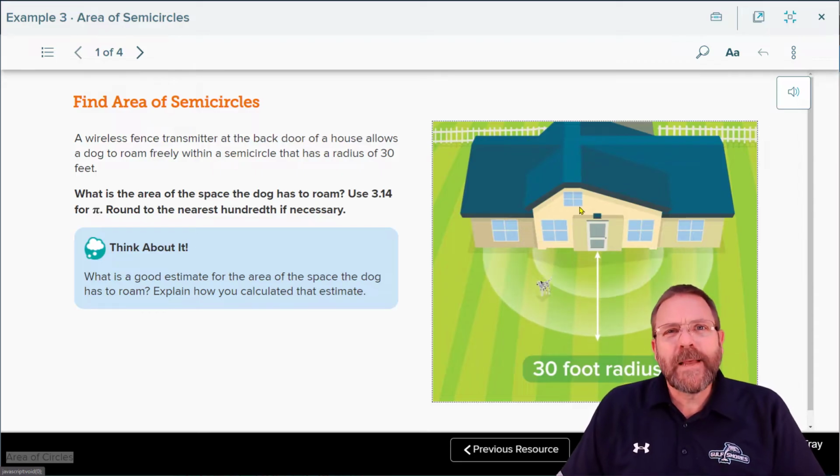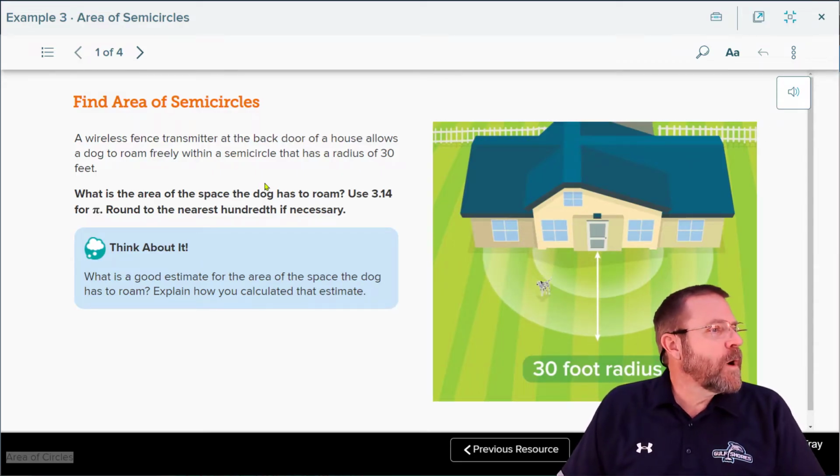That takes us to example number 3, which says a wireless fence transmitter in the back door of the house allows a dog to roam free within a semicircle of 30 feet. What is the area of the space the dog has to roam? Use 3.14 for pi, and round your answer to the nearest hundredth if necessary.